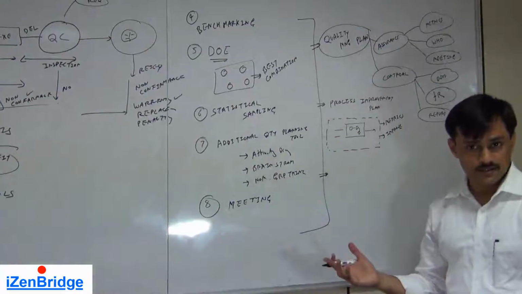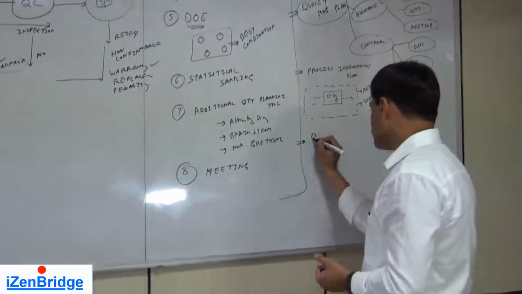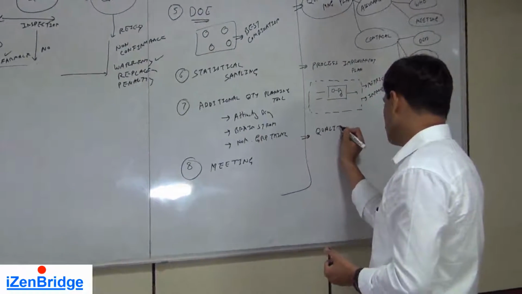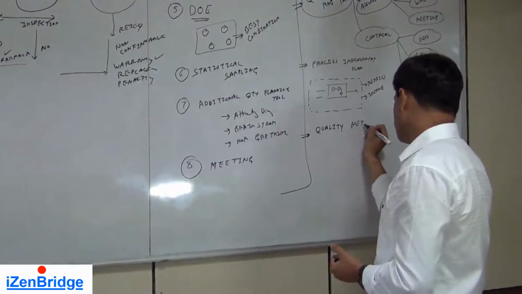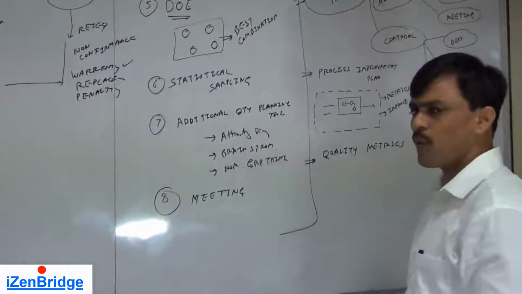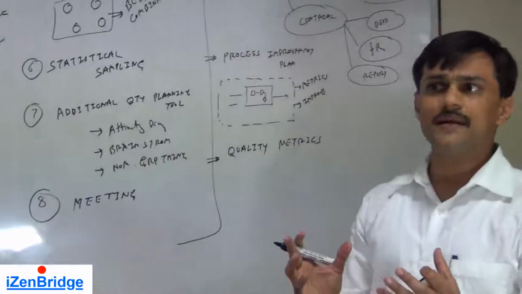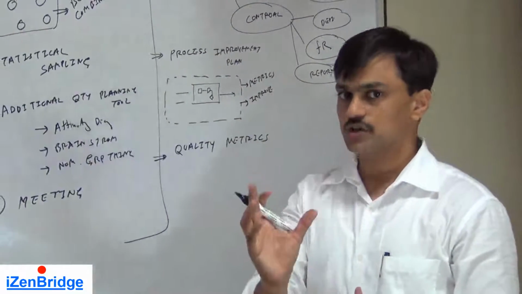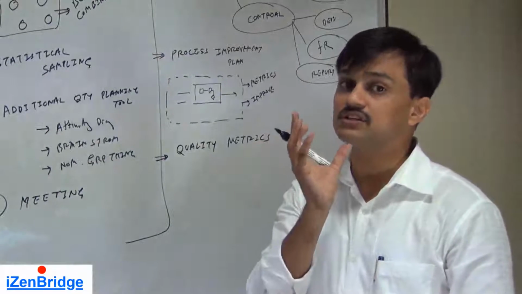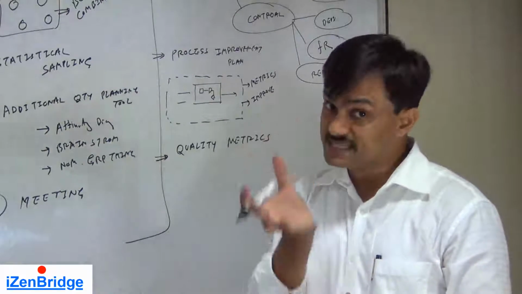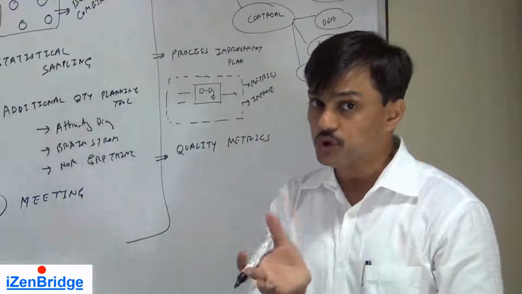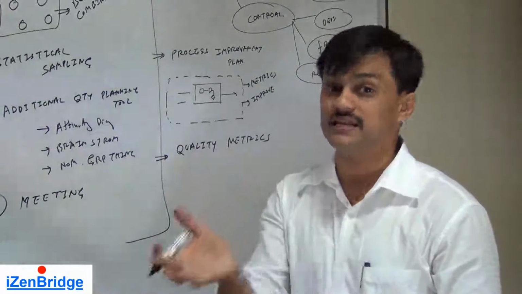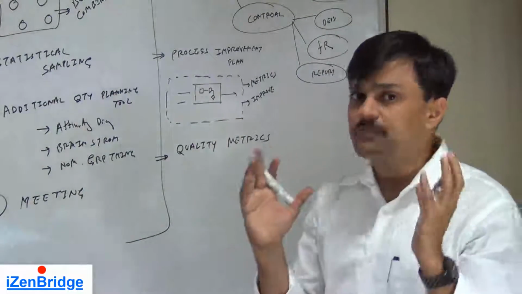Quality metrics. What are quality metrics? Quality metrics are like measurement standards. We say that these are the measurable things we will be measuring in order to ensure or monitor quality in our project. So there could be various types of metrics.